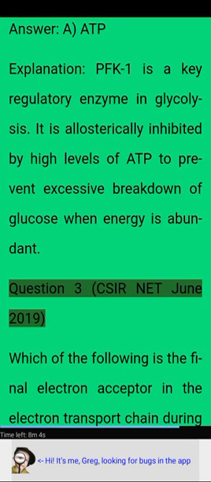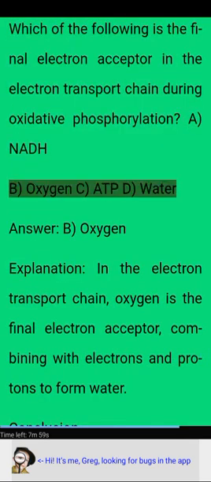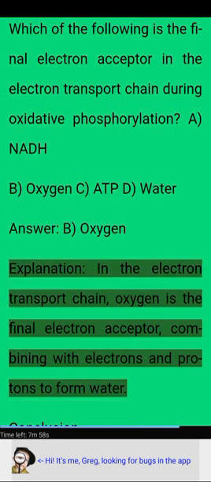Question 3. CSIR NET June 2019. Which of the following is the final electron acceptor in the electron transport chain during oxidative phosphorylation? A. NAD. B. Oxygen. C. ATP. D. Water. Answer: B. Oxygen. Explanation: in the electron transport chain, oxygen is the final electron acceptor, combining with electrons and protons to form water.